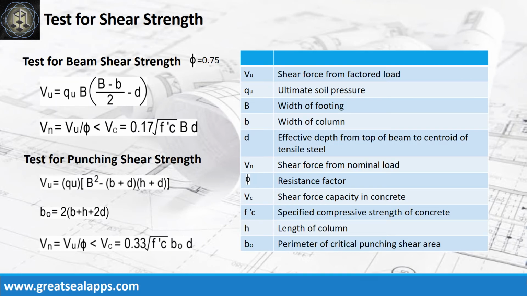Finally, test for beam shear strength by getting the nominal force from factored beam shear, which should be less than the shear strength capacity of concrete, and test for punching shear strength by getting the nominal force from factored punching shear, which should be less than the punching shear strength capacity of concrete.